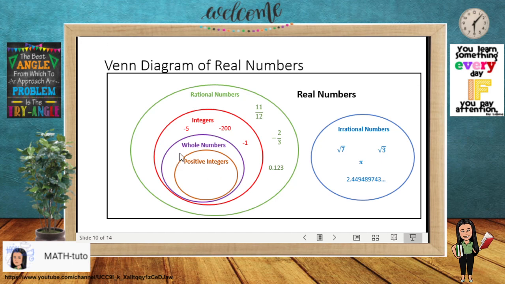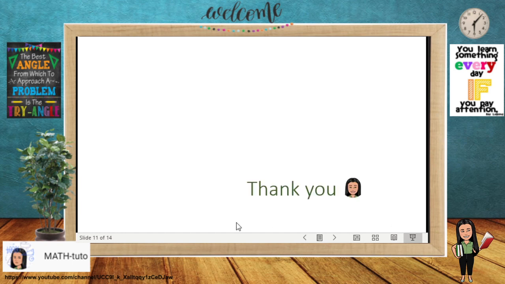And we can write 0 here. It is a whole number but is not a positive integer. Okay? And then all the positive integers can be written inside. So as you can see here, positive integers is a subset of whole numbers. Whole numbers is a subset of integers. Integers is a subset of rational numbers. And rational numbers is a subset of real numbers. Irrational numbers is also a subset of real numbers. Okay? That's the end of our topic for today. Thank you for watching. Bye!